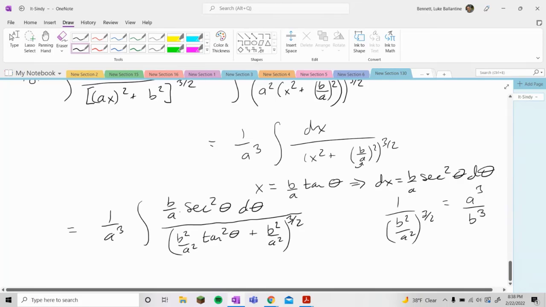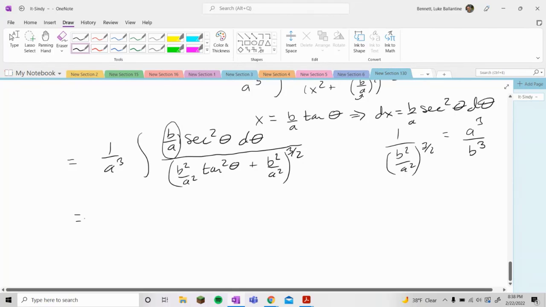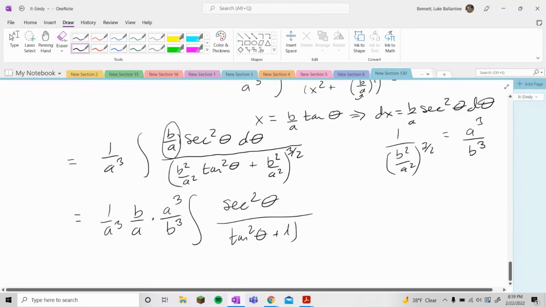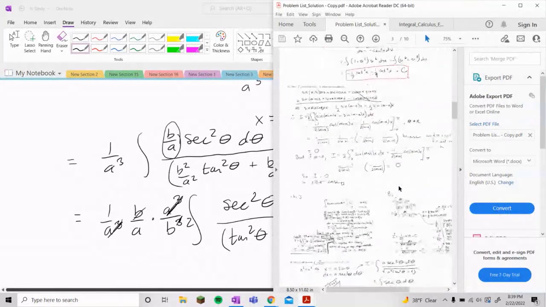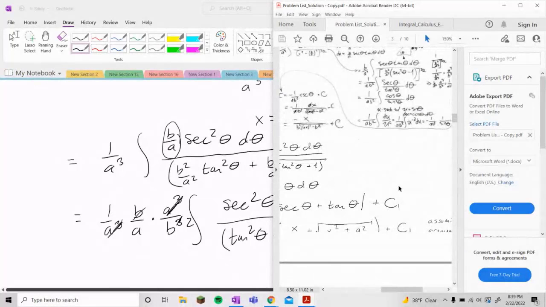And then remember, we have a b over a right here. So this is really trying to keep track of everything. We have 1 over a cubed, b over a, times a cubed over b cubed, the integral of secant squared theta divided by tangent squared theta plus 1 to the 3 over 2 d theta. So the b power of 2, a power of 1. Is that right? Let me see. Yeah, that's perfect.